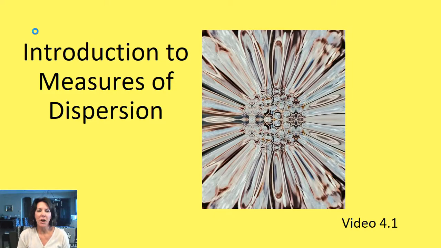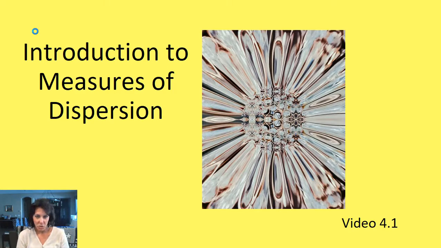Welcome to lesson 4 on measures of dispersion. What does dispersion mean? It means how spread out something is. We also call these measures of variability, so we're going to use those two words interchangeably.